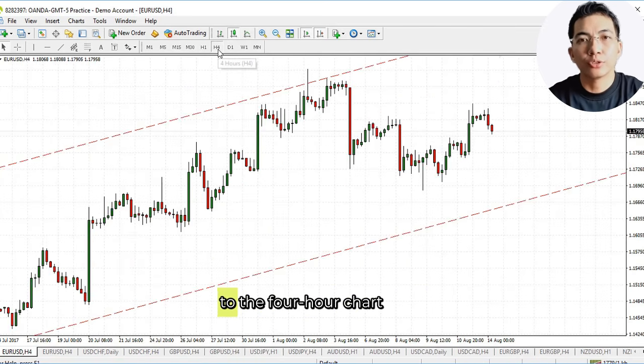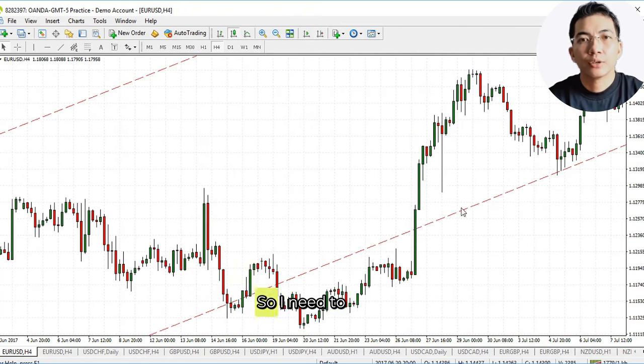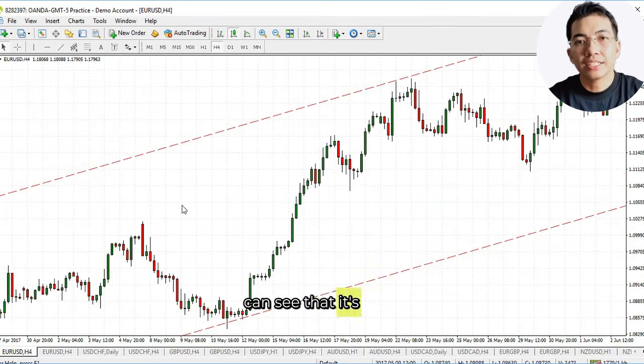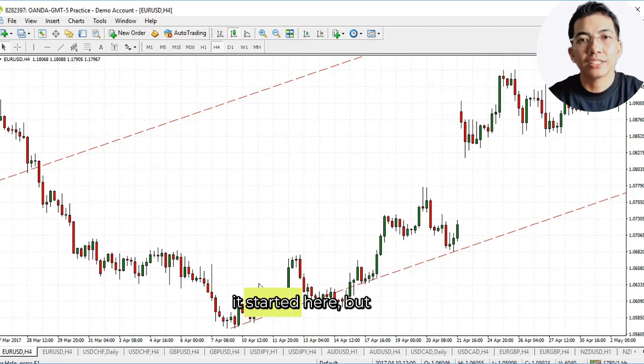Okay, let's go back to the 4-hour chart to check when this uptrend started. So I need to go back, and you can see that it's quite a long time ago. We can say that it started here, but of course at this point of the chart we couldn't know that an uptrend was taking place. We could find out about the new uptrend only after several days with other clues on the market.